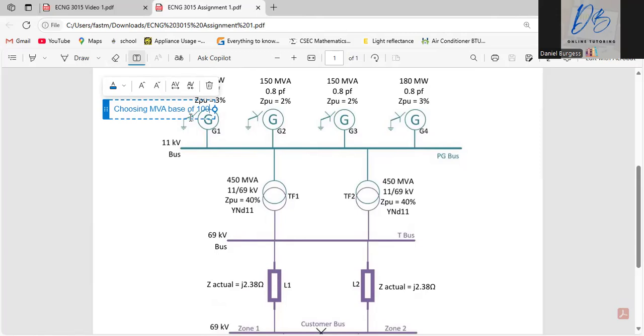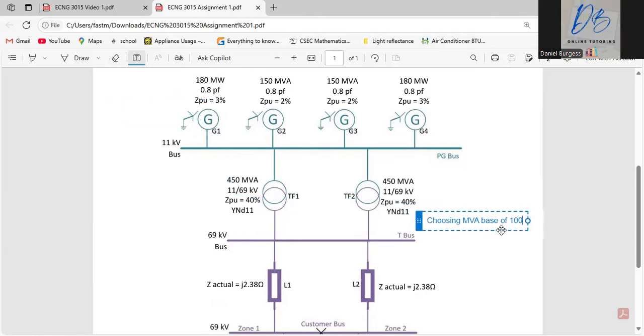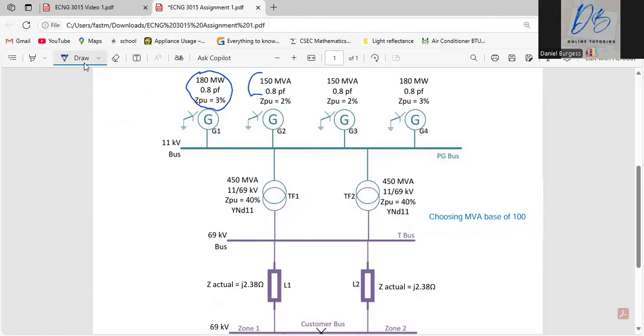So that's the base we'll be using for this. That's the first thing we have to choose. The second thing we have to do before analyzing this is the generators. They must be represented in MVA. So this one has to change and this one has to change for sure.